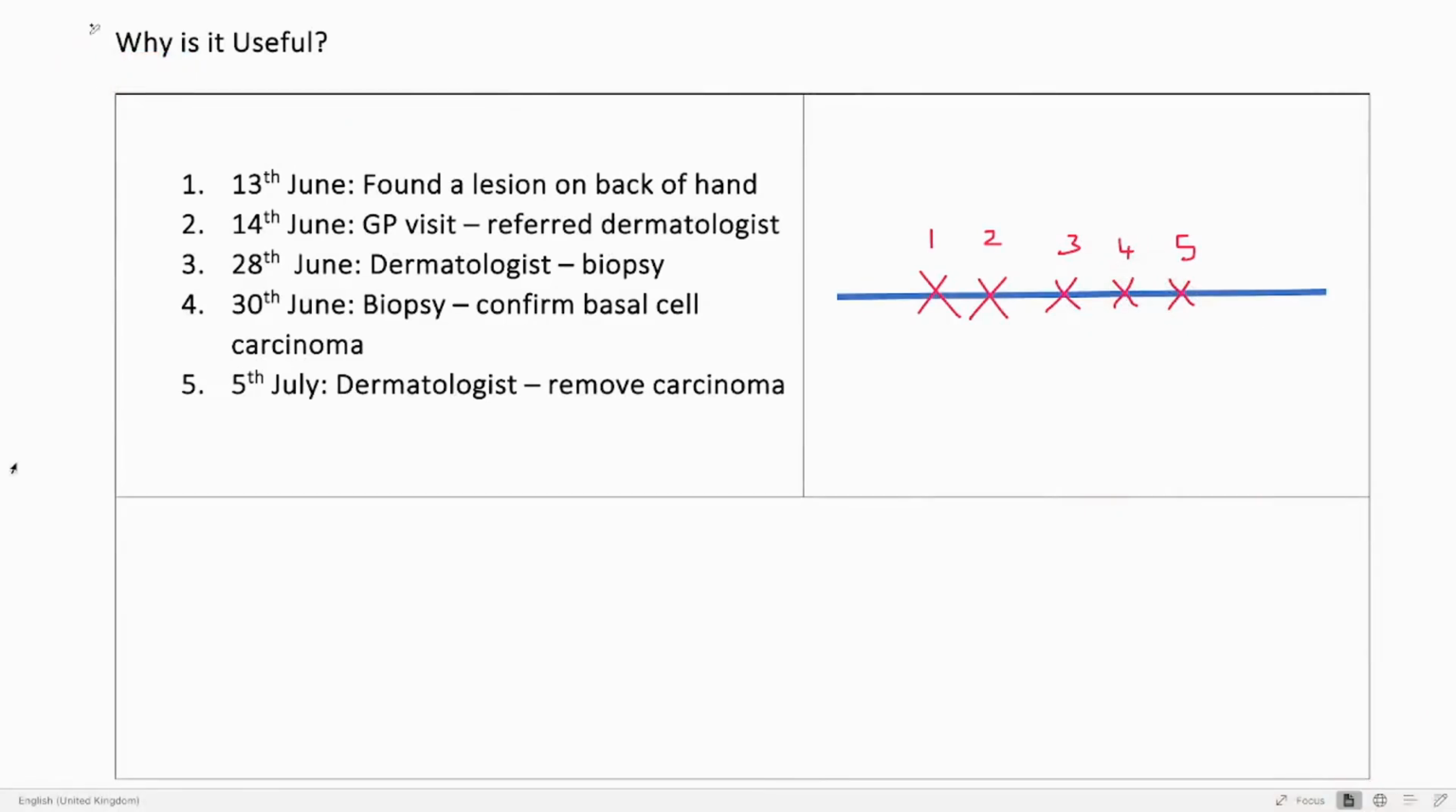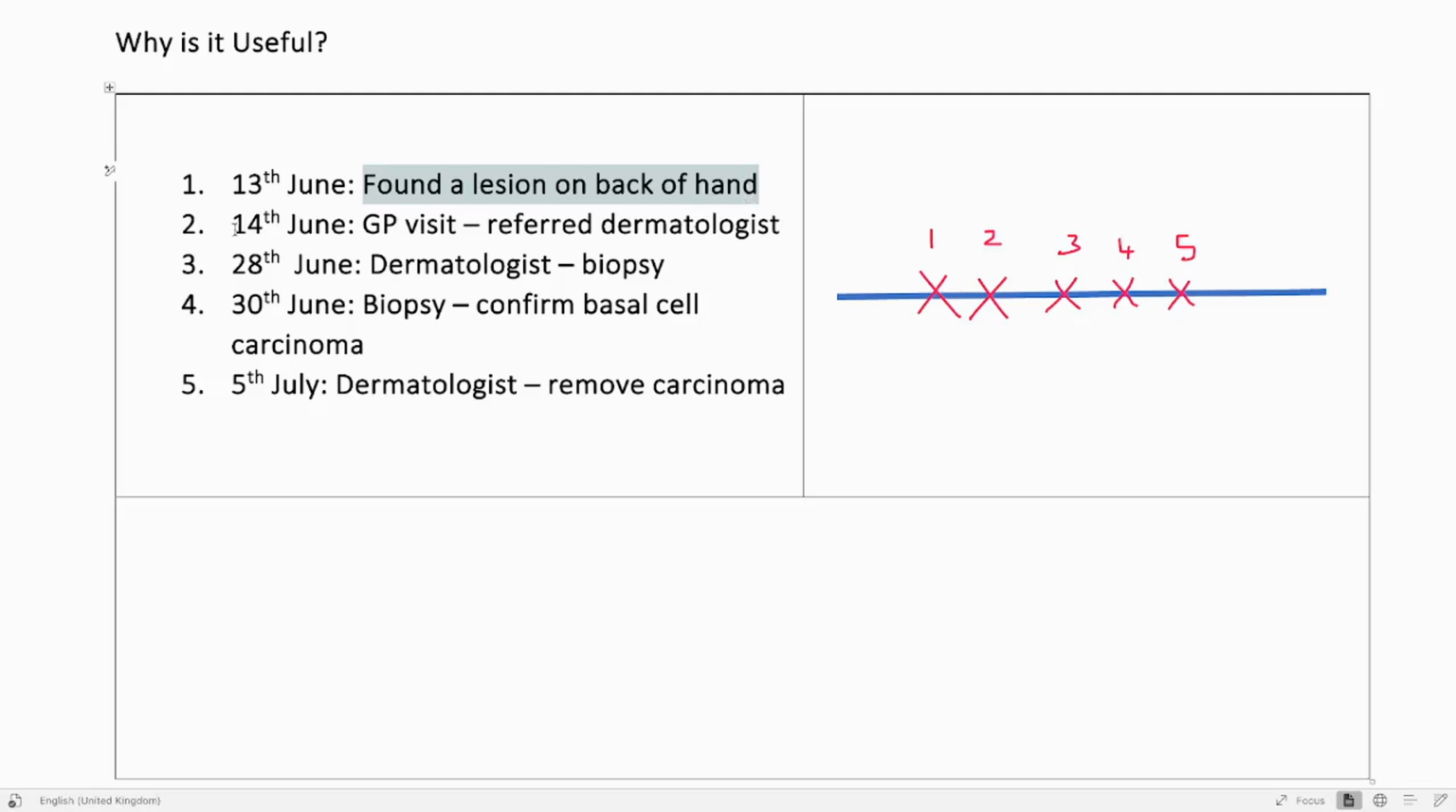Okay, so what have I got? I've got 5 events over here. And those 5 events are all written here. 1, 2, 3, 4, 5. All right. So, number 1 was the 13th of June. What happened? I found a lesion on the back of my hand.